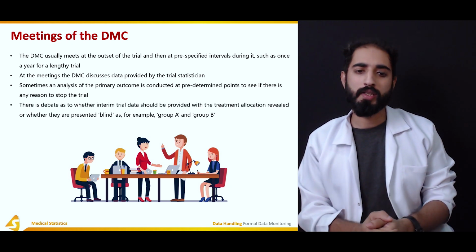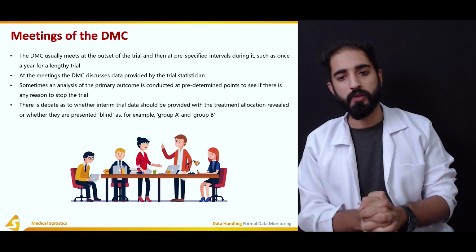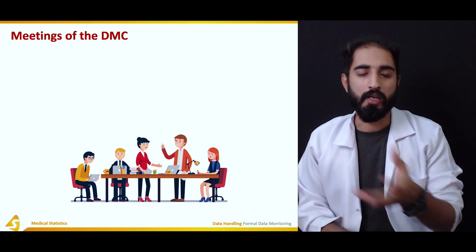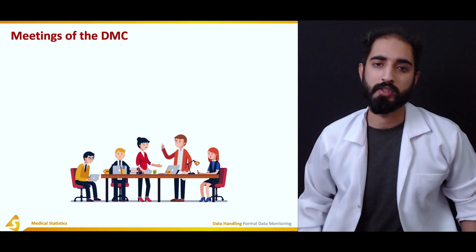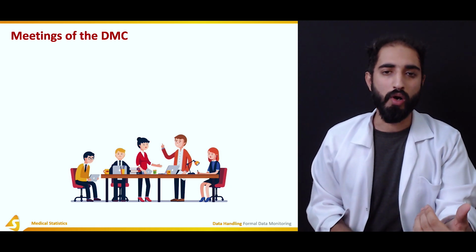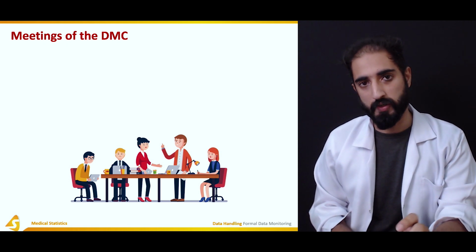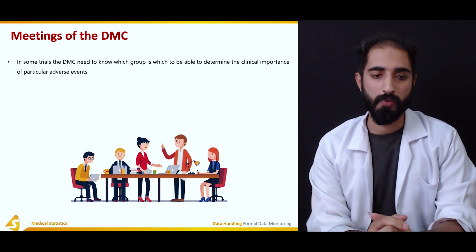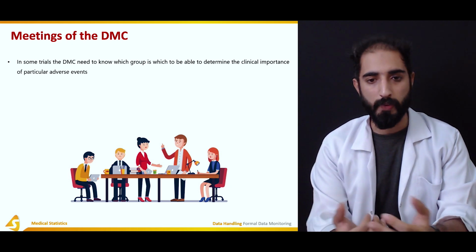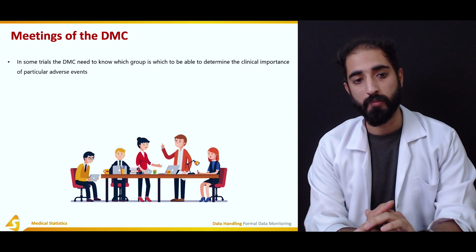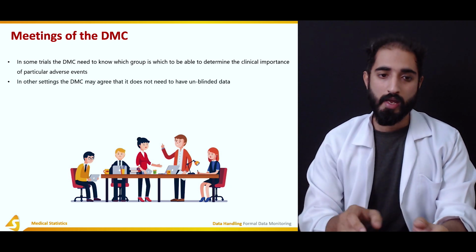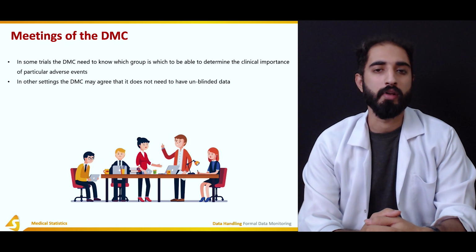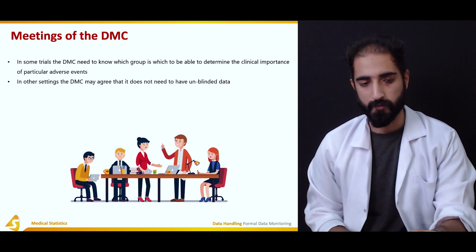There is a debate as to whether interim trial data should be provided with the treatment allocation revealed, or whether they are presented blind, as for example, Group A and Group B. But in numerous cases, especially when we are talking about adverse effects, it is important to identify which group is which, and the DMC should not be blinded. So in some trials, the DMC needs to know which group is which to be able to determine the clinical importance of particular adverse events, as I already mentioned. And in other settings, the data monitoring committee may agree that they do not require unblinded data. It depends on the type of the research that is being conducted.